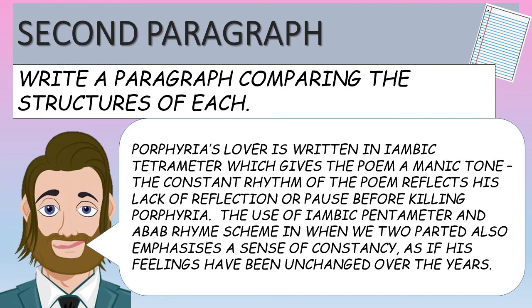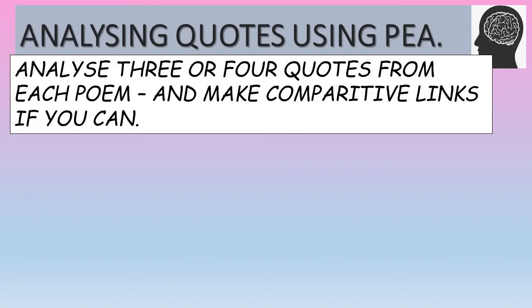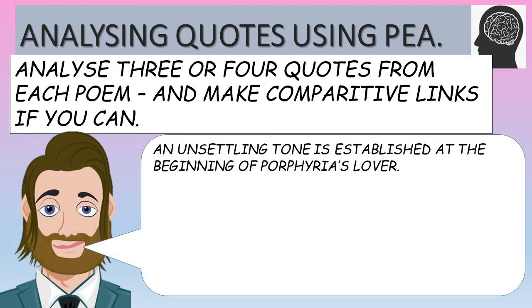So that's my paragraph where I've named the structures of both poems and I've thought about why they might have been chosen by the writers. When I've done that, my first paragraph has introduced the poems and then I've explored the structures. It's time for me to analyse the poems using PEA, making a point, using a quote from the text as evidence, and then analysing the impact of it. So we're going to analyse 3 or 4 quotes from each poem, and if we can, we're going to make comparative links. Here's an example of a point that I could make.